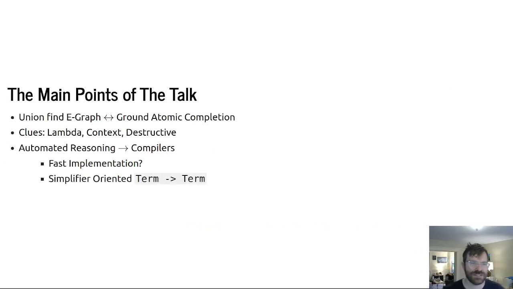So I've described how the union find and the eGraph can be seen as ground completion, plus lambda context of destructive rewriting. And again, to reiterate, I think there's an interesting well to pump of how to take automated reasoning techniques and take them out of the theorem proving context and bring them into the compiler context, into the simplifier context. In addition, the eGraph, the ground case, is a very specialized form for which maybe these general systems like Chuffed, Zipperposition, E or Vampire, maybe they're not tuned for, and maybe there's opportunity for very fast implementations like egg has shown, for this use case.